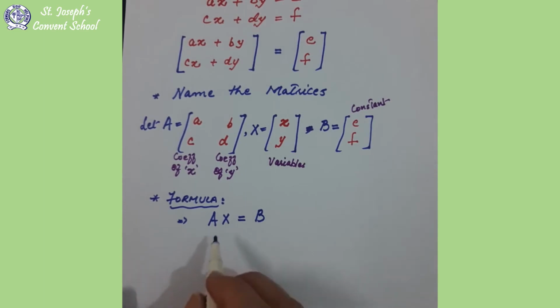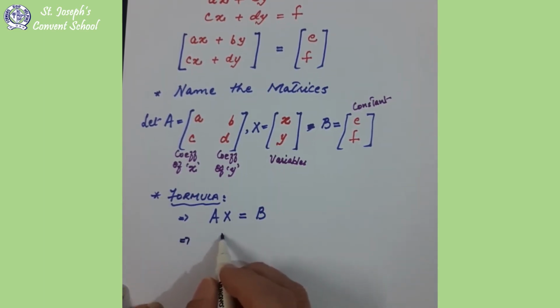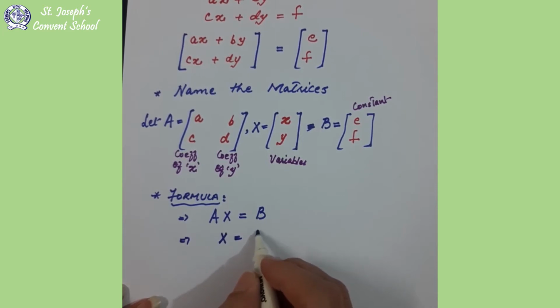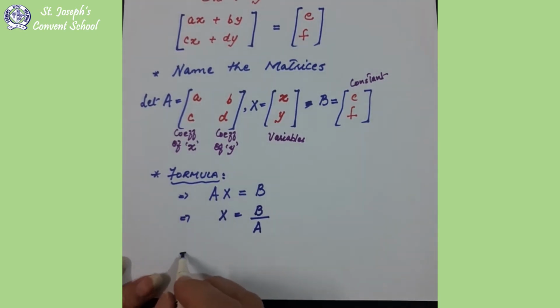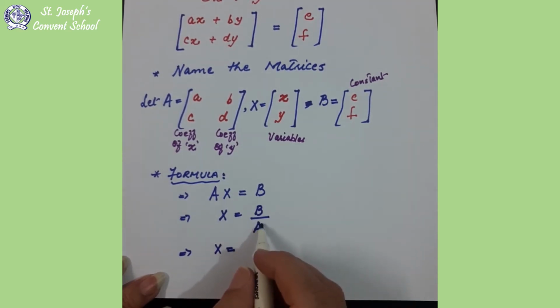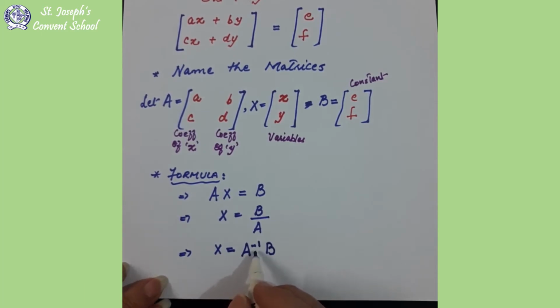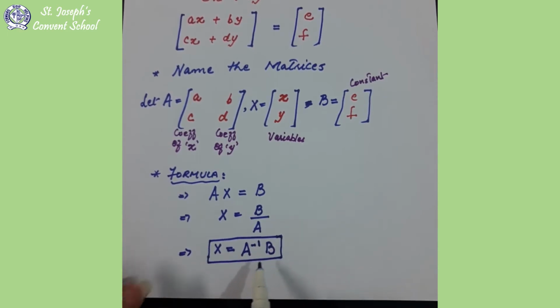Matrix X is unknown. So we'll keep X here and shift A to that side. A is multiplying, so after the equals sign you will divide, B divided by A, and shift A up. When A goes up, the power plus 1 changes into minus 1. So A minus 1 B. A minus 1 is A inverse. You have already done the formula for A inverse in the previous lesson. So you will find the inverse of A and then multiply by matrix B.